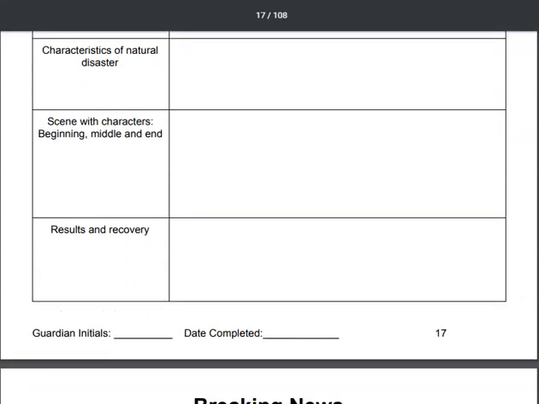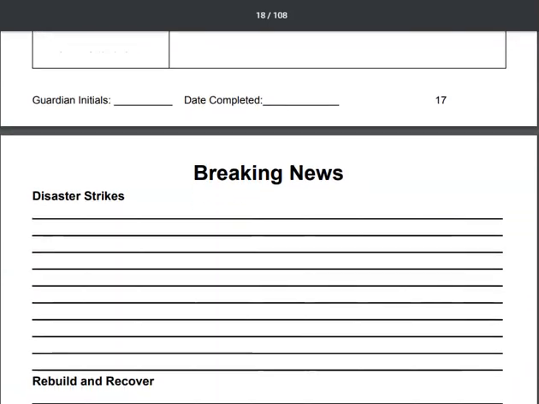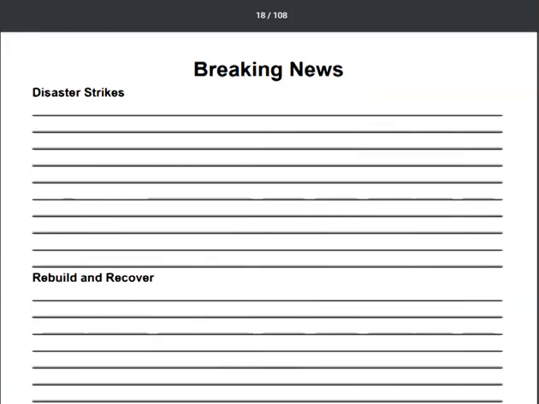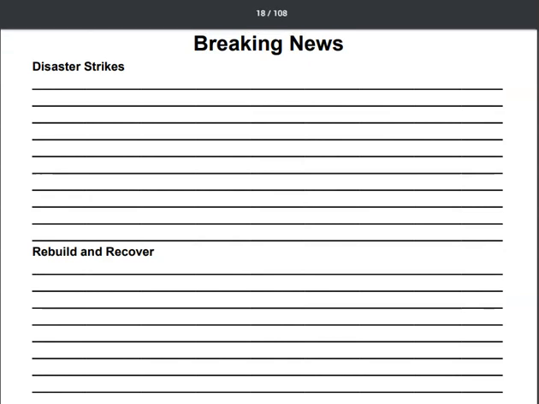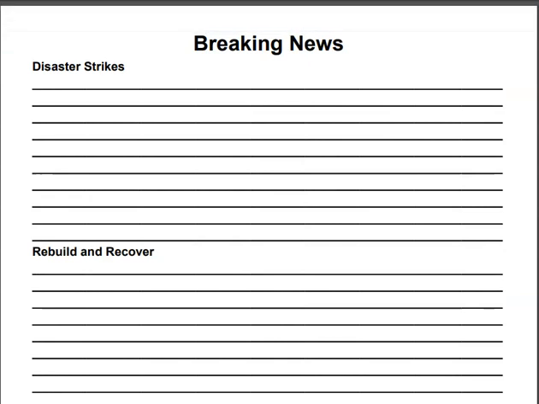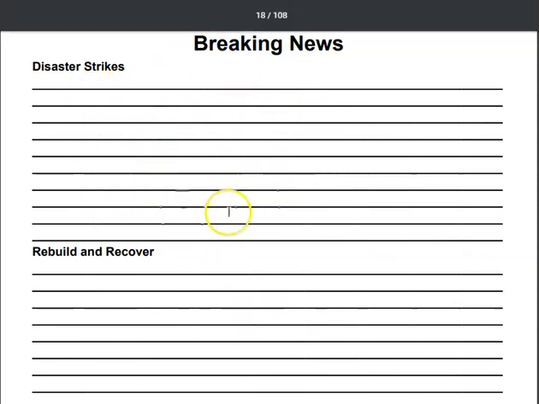So let's take a peek down at the bottom. This is where you get to do your fun fictional writing. Even though you're writing about something that is true, we are writing about actual natural disasters, you're going to create your own scenario. So, breaking news, disaster strikes. Here's where you're going to be writing about the story where things happen, that beginning, middle, and end, that story part here.